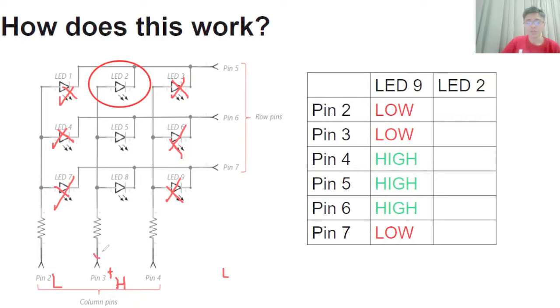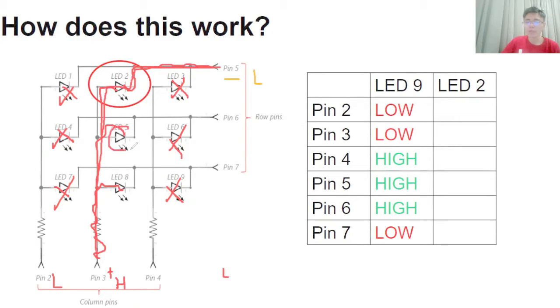Now, current will be able to flow into pin 8, pin 5, and pin 2. For LED 2 to light up, that means that pin 5 has to be the negative terminal, so it has to be low. That way, current can flow into pin 5. So now, this is a complete circuit.